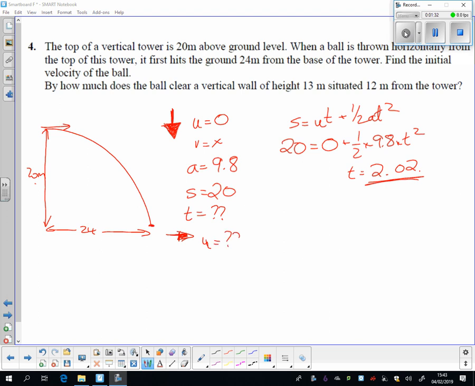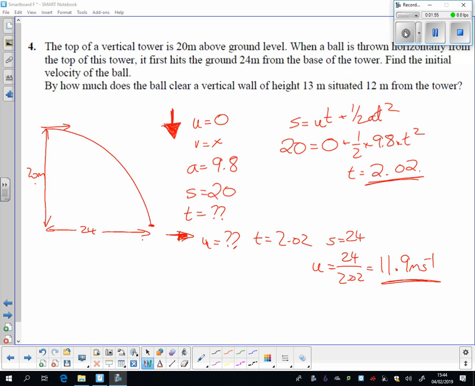So horizontally, of course, it's starting at U. We don't know what that is. We do know now the time. The time is 2.02, and we do know the distance it travels. S is 24, and so I'm just going to do 24 divided by the 2.02 to find out that the initial speed must have been 11.9 meters per second.